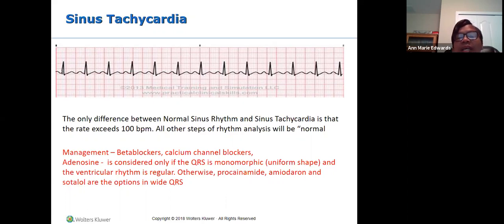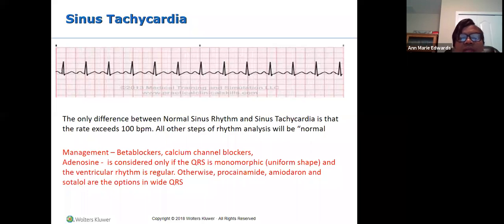And we know already that there are certain drugs that slow the heart rate, like our beta blockers. And that's why when we're giving drugs like metoprolol and atenolol, we have to check the pulse rate before we give them, right? Because they slow the heart rate. So we can give beta blockers and also calcium channel blockers to slow the heart rate, okay?